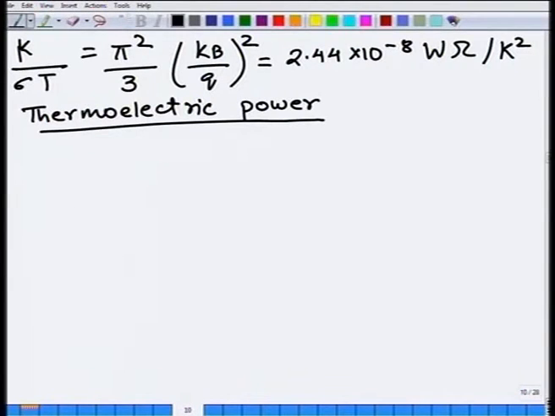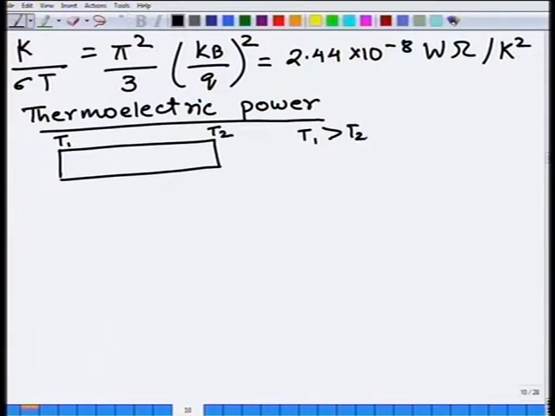Let us look at this, which means if I take a bar of a material, then remember what will happen if I keep one end at T1 temperature and the other at T2 temperature, where T1 is greater than T2? Remember, electrons come to thermal equilibrium, we had assumed a local thermal equilibrium. So the ones near T1 will have higher kinetic energy than the ones at the T2 end, which have lower kinetic energy.